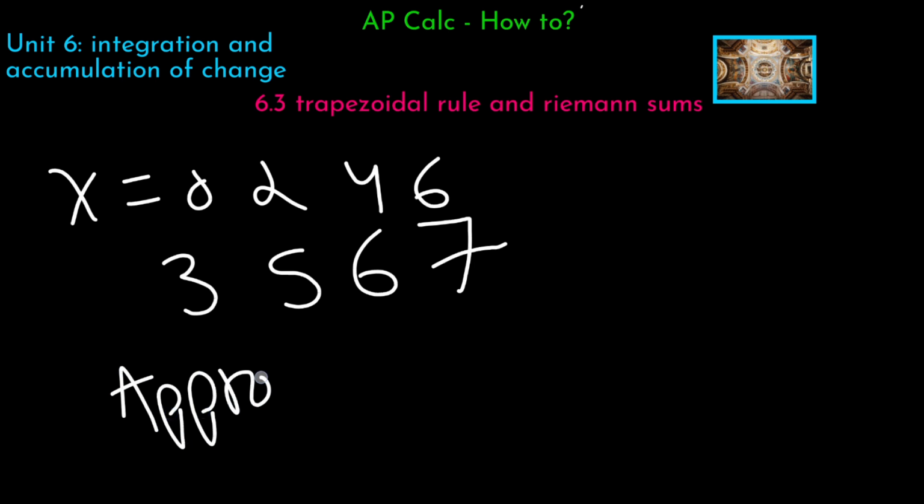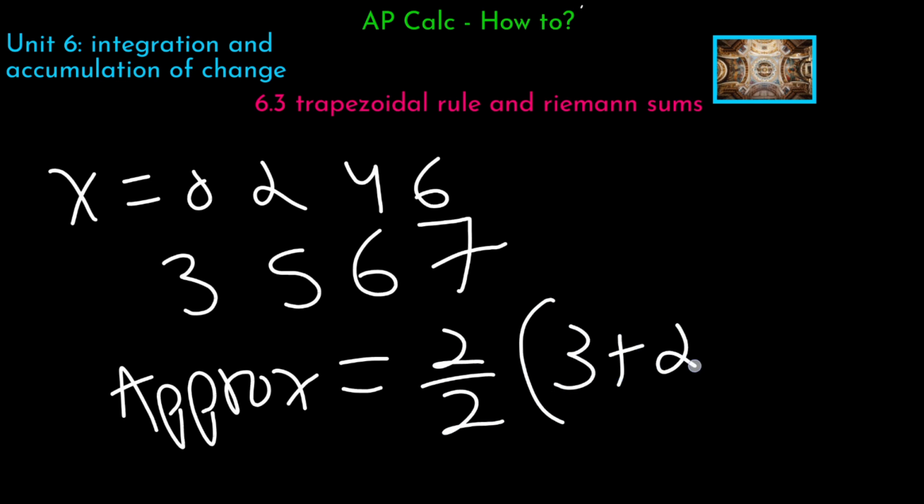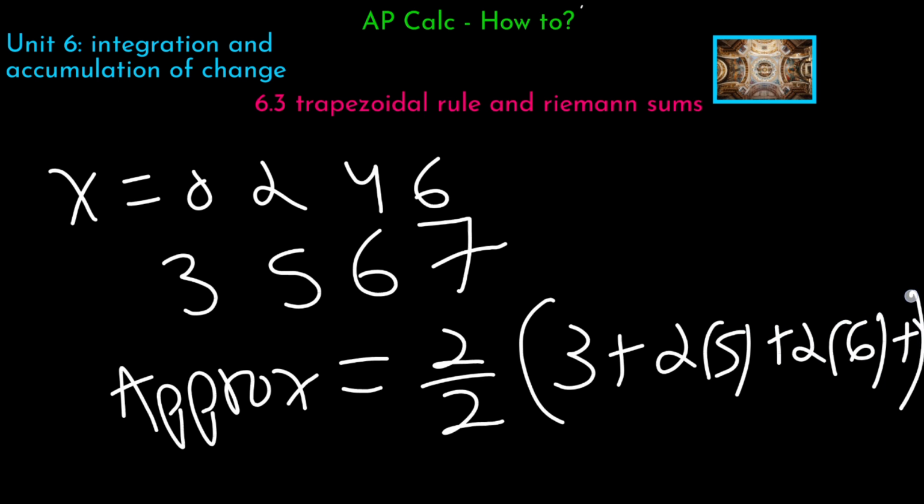The approximation equals 2 over 2 times 3 plus 2 times 5 plus 2 times 6 plus 7, which equals 32. Estimated area: 32 units squared.